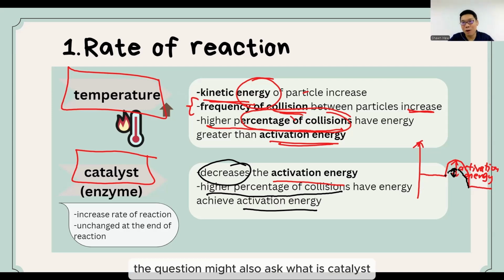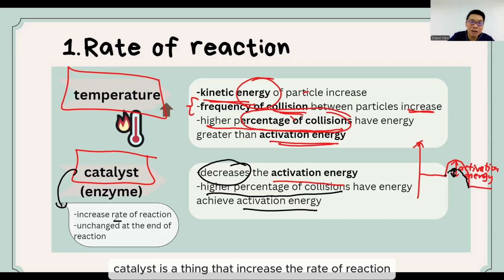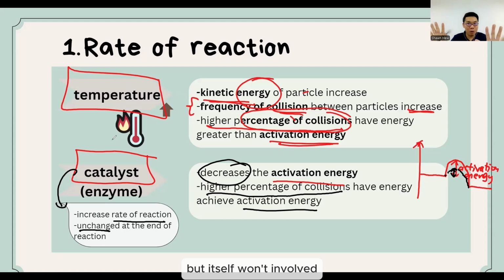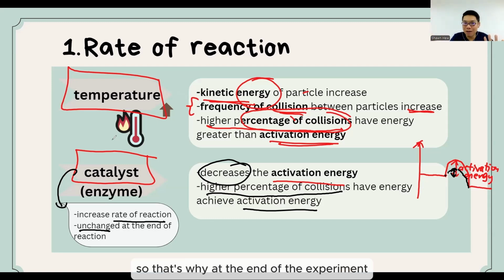Other than this, the question might also ask, what is a catalyst? A catalyst is a substance that increases the rate of reaction and is unchanged at the end of the reaction. It means the catalyst speeds up the whole process, but itself is not used up. So at the end of the experiment, you can gather back your catalyst. The catalyst does not change to any other compound.